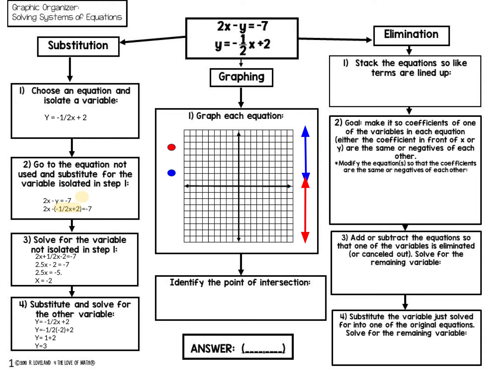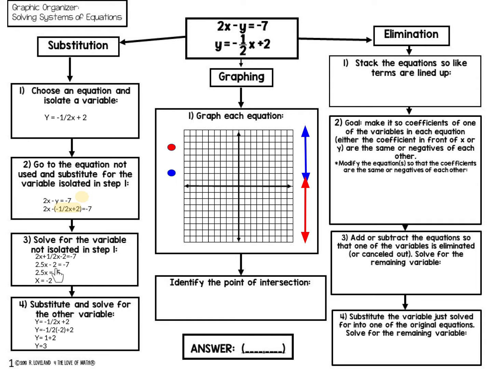Okay, so the first thing I'm going to do is distribute out this minus sign here. This minus sign means I have to change everything in the parentheses to the opposite because I'm multiplying by -1. So I ended up with now +1/2 x minus 2. Then I'm going to combine my like terms. 2 plus 1/2 is 2.5. I changed it to a decimal to make it easier to put in my calculator if I need to. So now I have 2.5 x minus 2 equals -7.